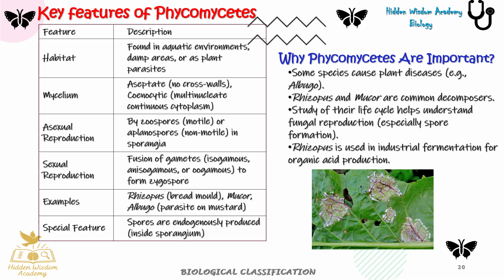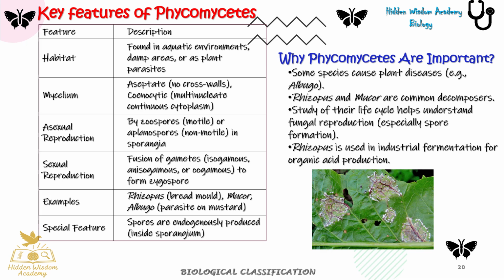Key features of phycomycetes with their description. Habitat: found in aquatic environments, damp areas, or as plant parasites. Mycelium: aseptate, no crosswalls, cenocytic, multinucleate, continuous cytoplasm. Asexual reproduction: by zoospores, motile, or aplanospores, non-motile, in sporangia.